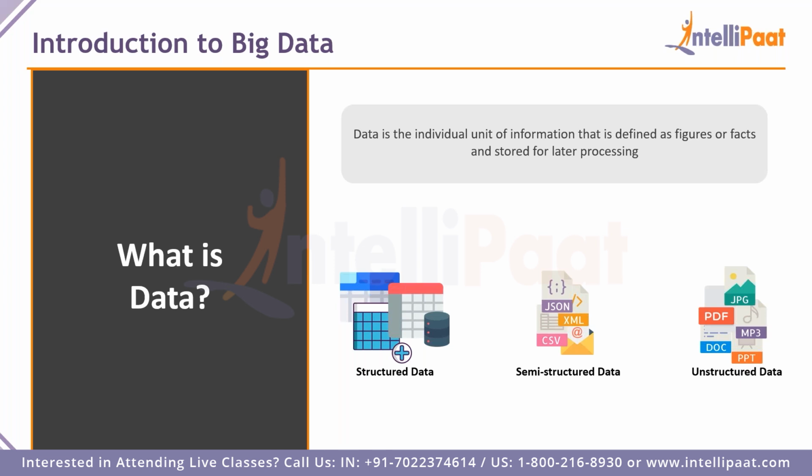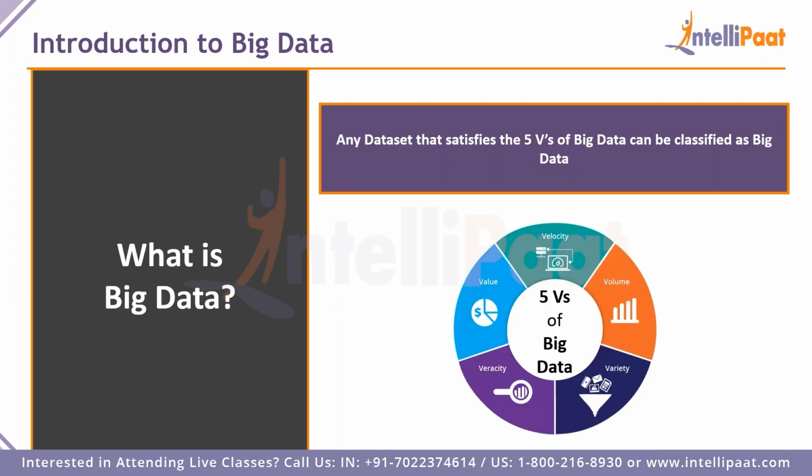So from this, what do we understand about big data? Any data set that satisfies the 5 V's of big data can be classified as big data, right? If any doubts come up, you can simply type those doubts in the questions box available on your right-hand side. All right. Now that we know what data is, essentially any data that satisfies all of these 5 V's, or 5 criteria, can be termed as big data, right?